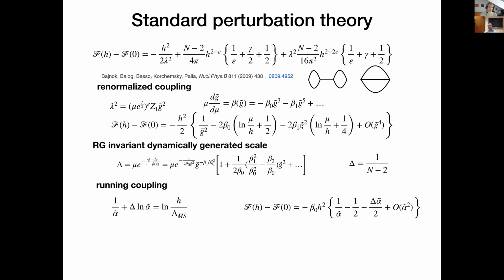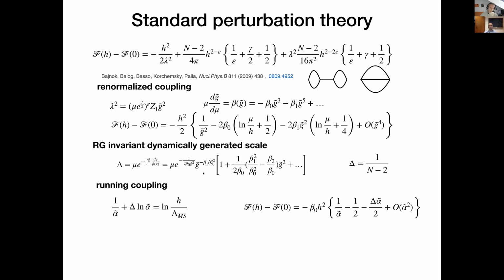So it's a good idea to introduce renormalization group invariant quantities like the dynamically generated scale, which is defined in terms of this mu and the running coupling in this way. So once you introduce this lambda, then further, just one notation. I will denote delta as 1 over n minus 2. This is a quantity which appears in many places. So from now on, in the O4 model, this is 1/2.